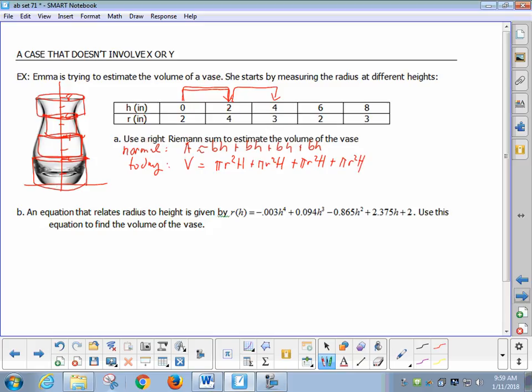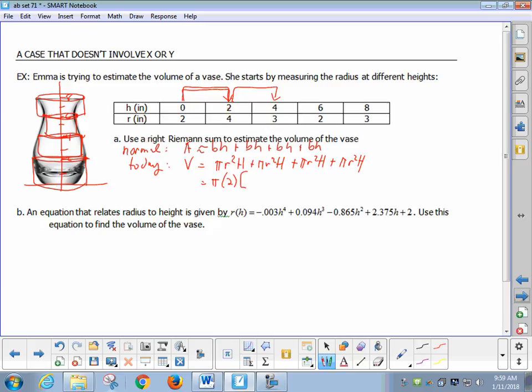Now in this case, are there common factors to take out? Pi is definite. Take pi out. What about the height? Are all the heights the same? They are. So we can take out a height. You could call it h, or at that point you could put in 2 if you like.